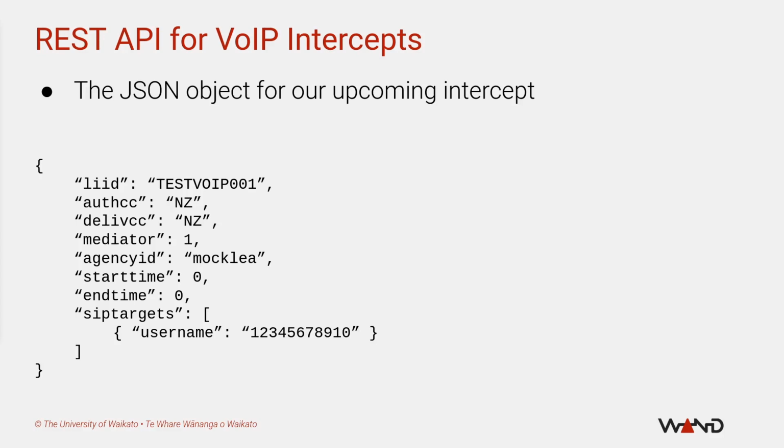For example, consider a case where the warrant may only have the target's real name on it, but your voice network uses phone numbers as user IDs. It will be your responsibility as an operator to map the target's name to their phone number so that you can use the number as a username in a JSON object to create the corresponding intercept. In our training scenario, we've already figured out that our intercept target has the username 12345678910. So that is what we use here for our username property.